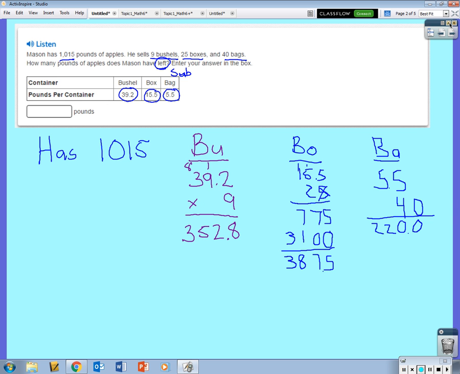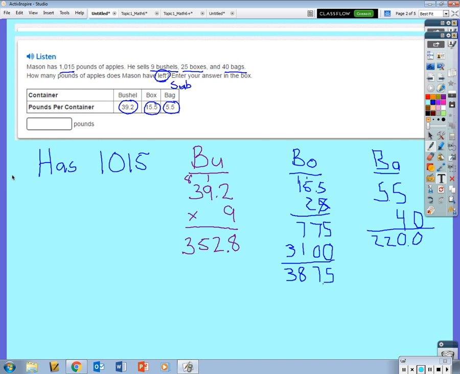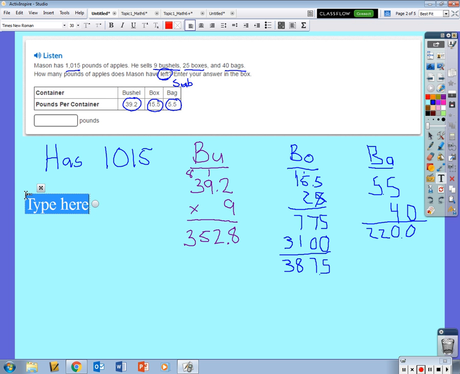To help make this a little neater, I'm now going to add all these up. So we have 352 and 8/10. Let's combine how much weight he sold altogether. 387.5 pounds. And then we have 220, and I'm going to put the decimal point there just to keep it consistent. Now I'm going to add all of these up. Let's start over in my tenths place. 8 plus 5 is 13. I'll bring the decimal here.